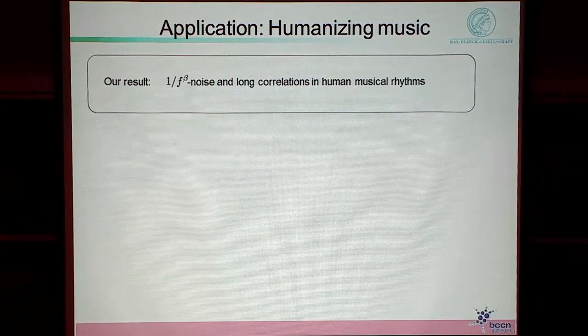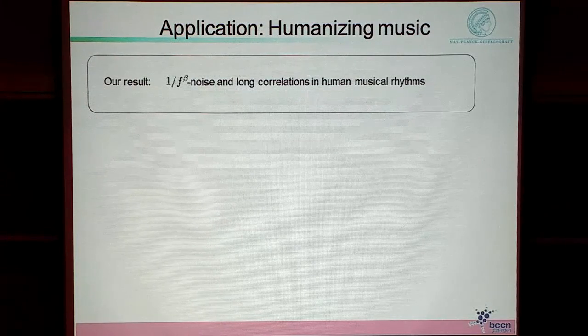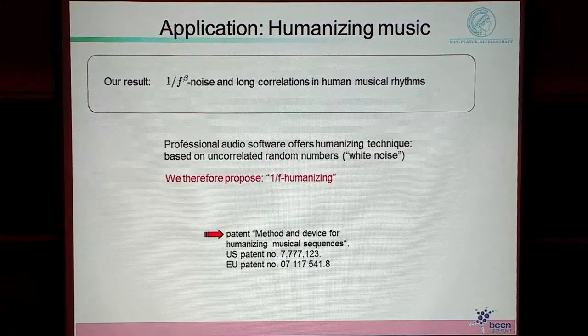Now, this gives us an answer. What are the laws that human drummers follow when they play rhythms? And I told you about this humanizing technique, which is based on entirely uncorrelated random numbers, white noise. And we therefore proposed a new humanizing technique, 1 over f humanizing, and we got a US and EU patent for that.